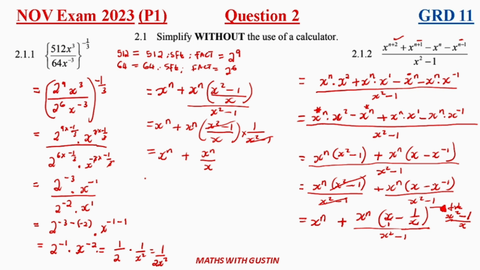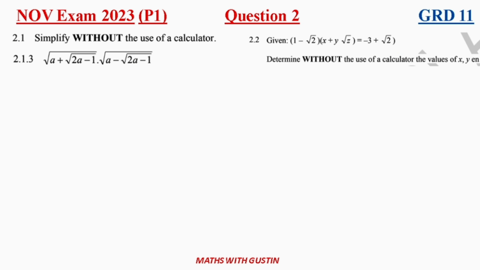2.1.3. All right, let's have a look at 2.1.3. It still says here simplify without the use of the calculator. Now we are dealing with the surds now. All right, so let's have a look at this one. We are given in brackets here, guys, the square root of a plus the square root of 2a minus 1. It is also multiplied by the square root of a minus the square root of a minus 1.